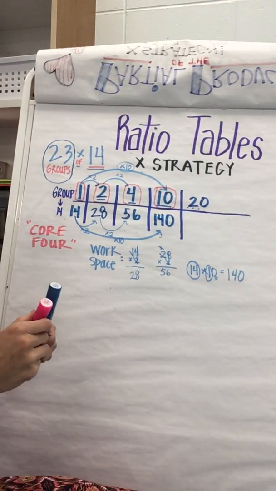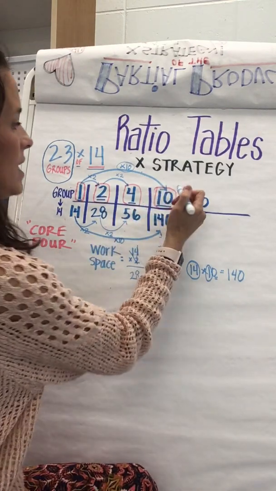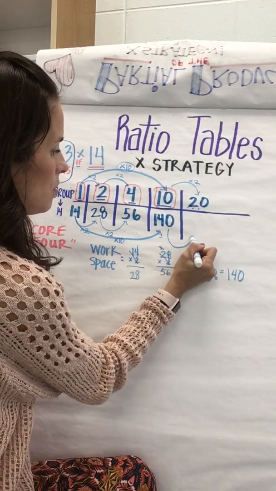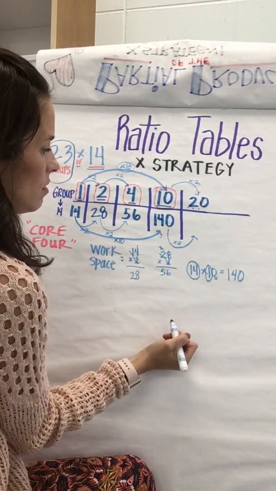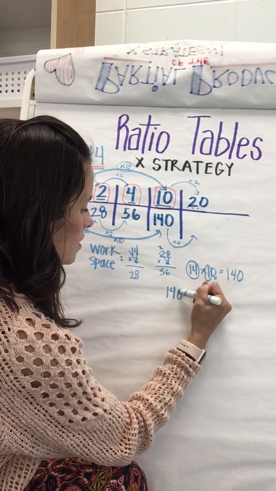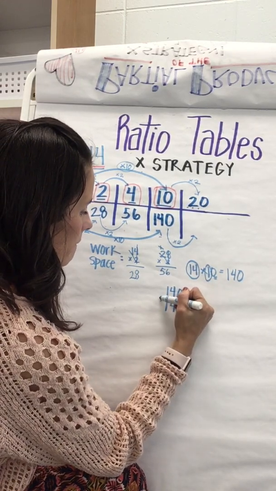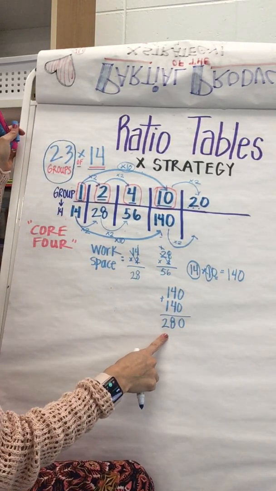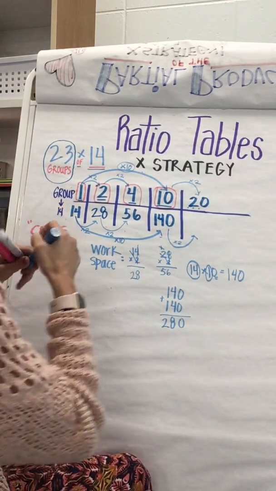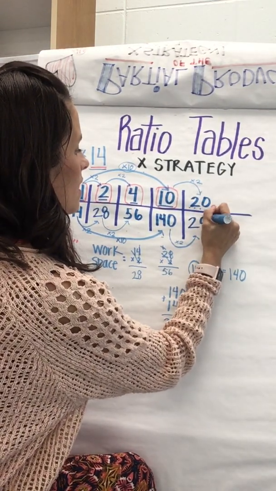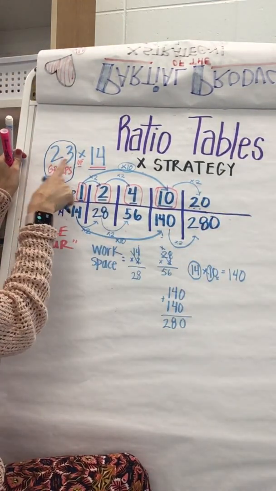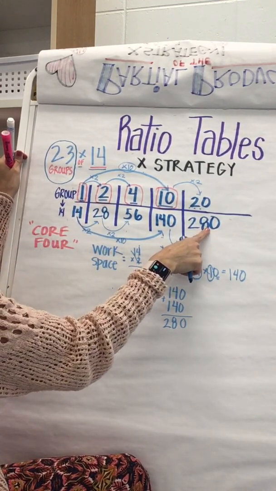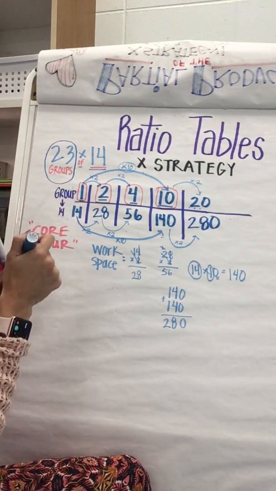Because I'm seeing right now, if I double 10, I can easily get to 20. And that means I just double 140. So 140 doubled, and some of you could do this mentally, is 280. So we are getting super close now because now I see 20 groups of 14 is 280. I only need 23 groups.